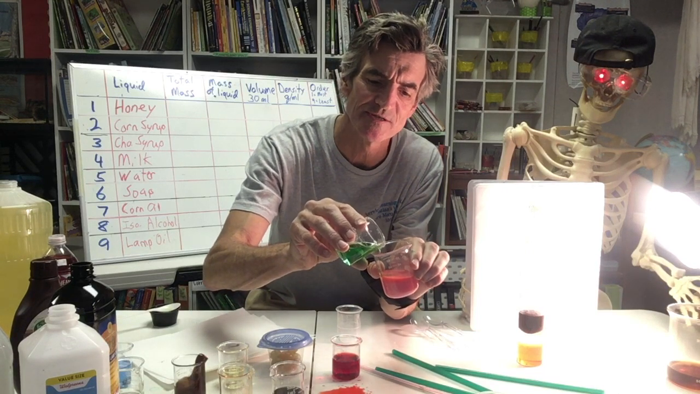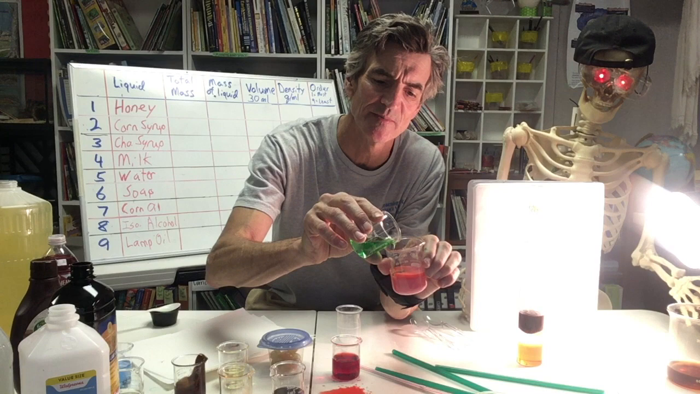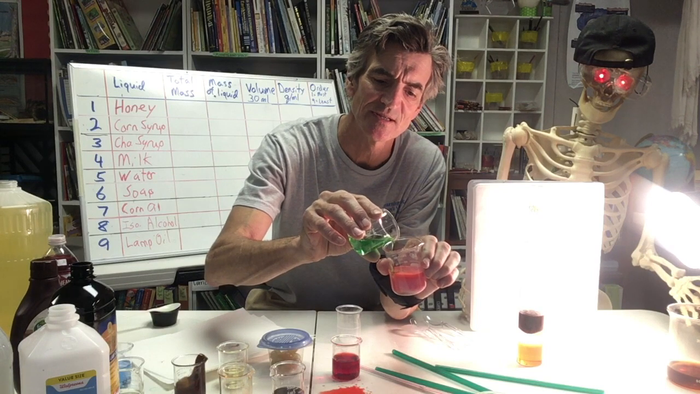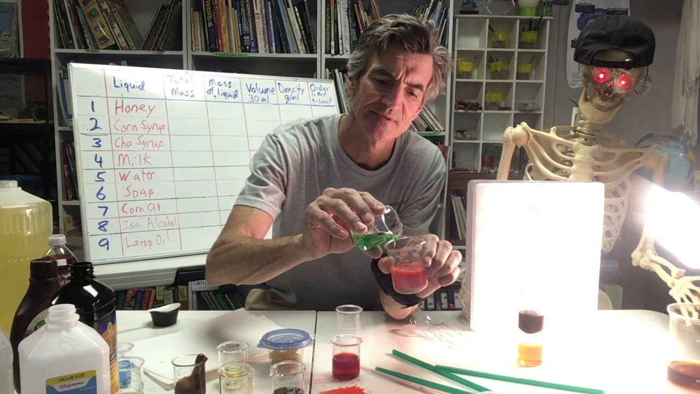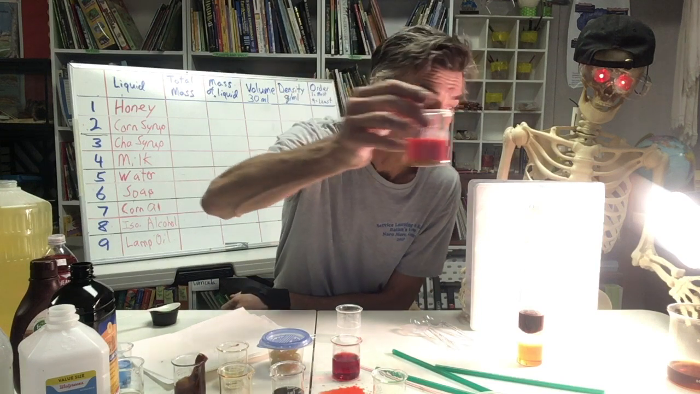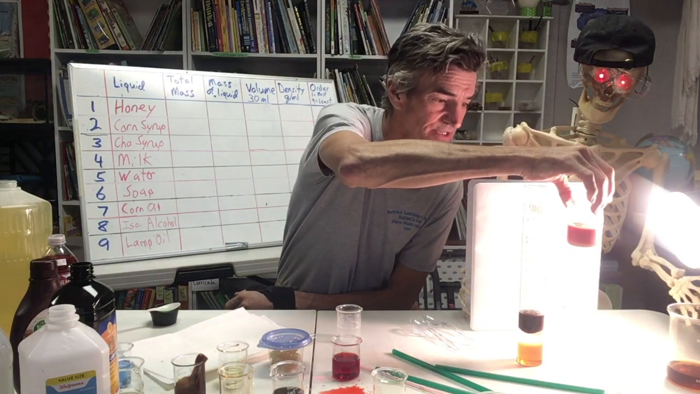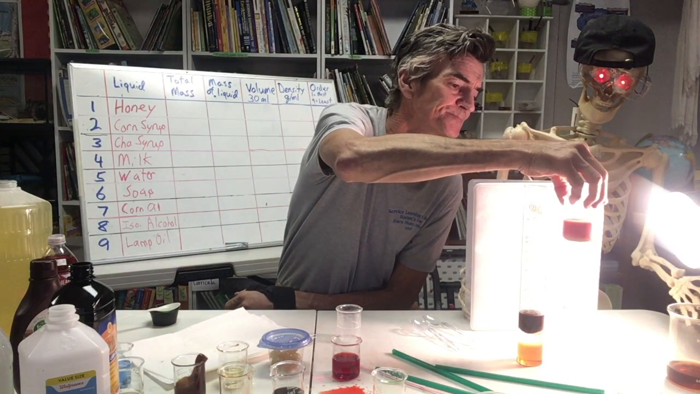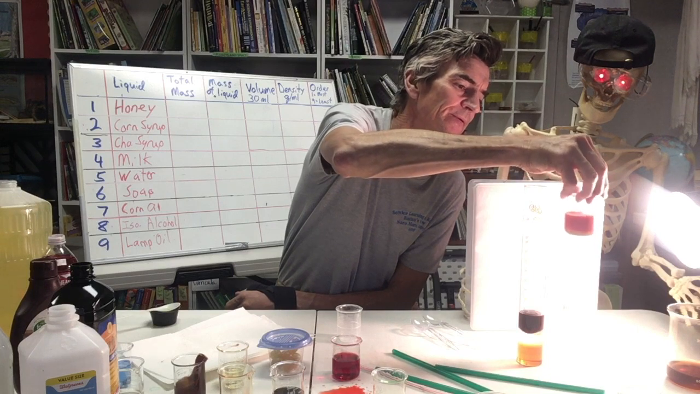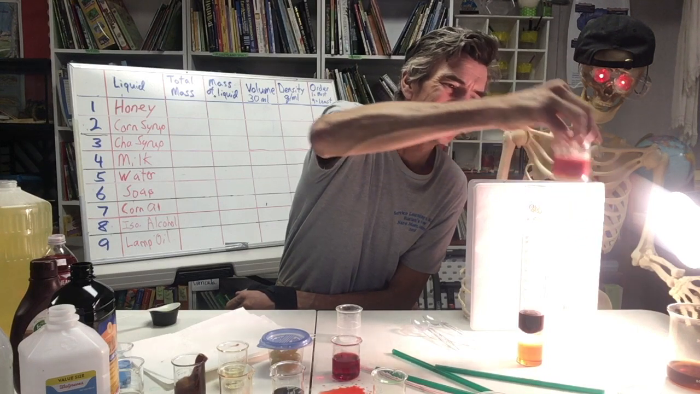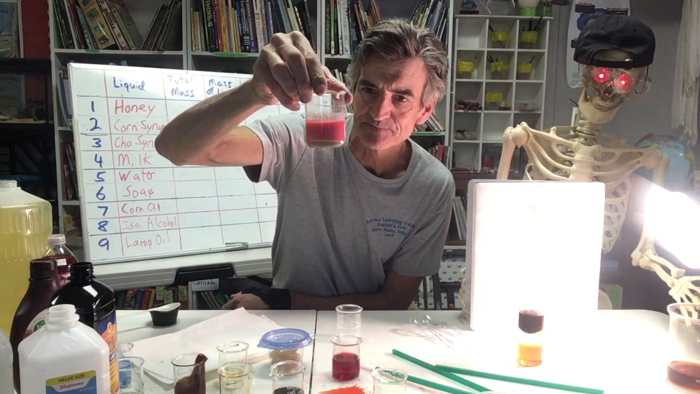The soap is staying on just barely on the top, but it's clumping all together. As we can see, it's gone down to the bottom. Okay. Well, that didn't work very well, did it?